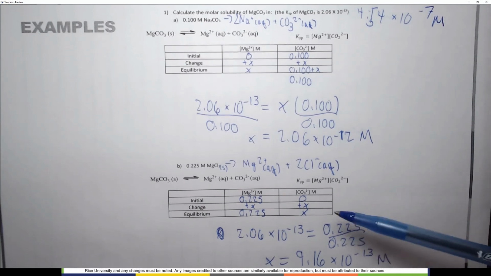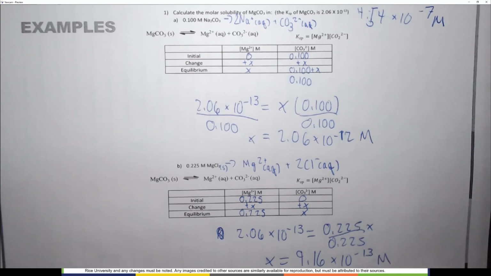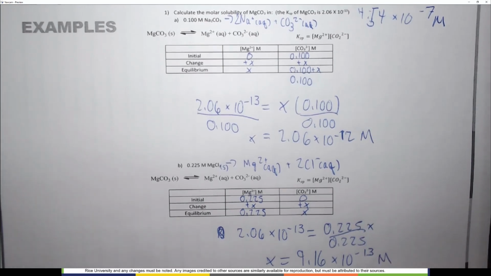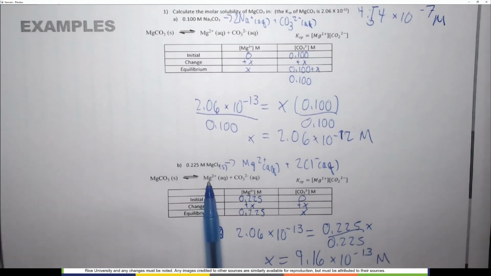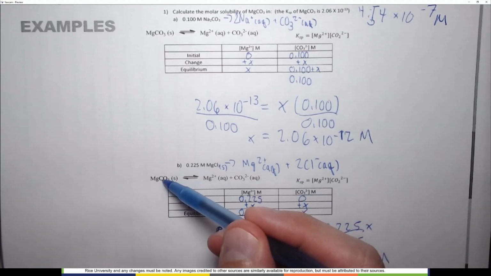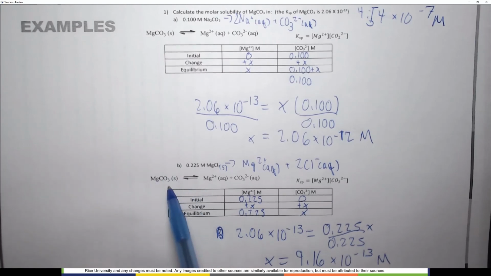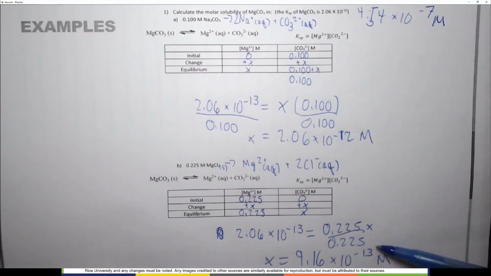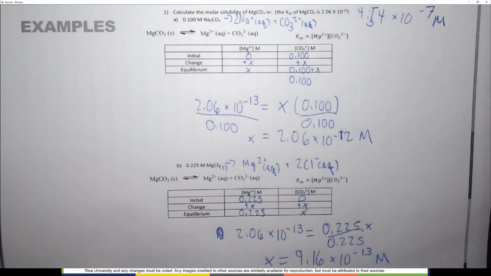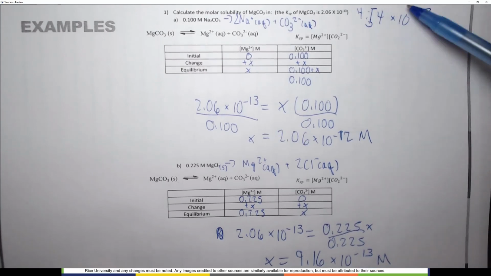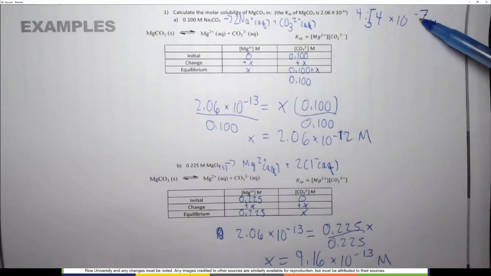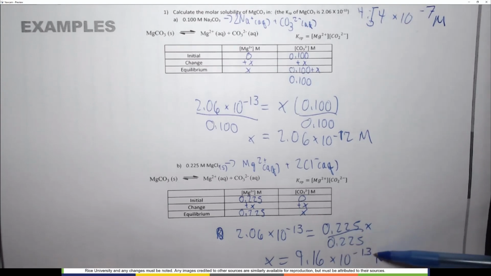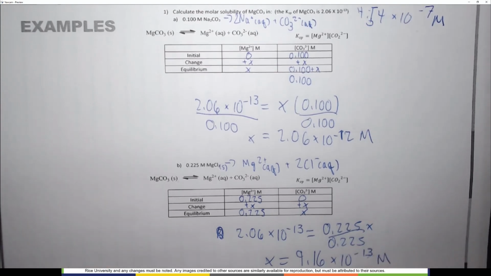So you can see that the common ion effect holds true from a Le Chatelier's principle standpoint. If you add magnesium, it's going to drive the reaction towards the reactants, i.e. making this less soluble. And it also holds true from a mathematical perspective. As we calculate the molar solubility, you can see that this molar solubility is much higher, 10 to the minus 7, as opposed to this one, which is much smaller, 10 to the minus 13.